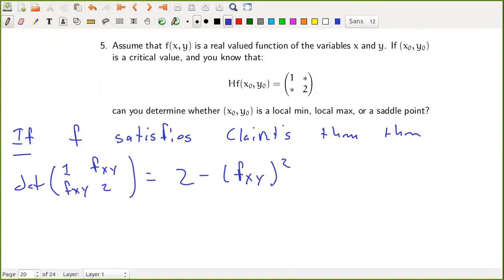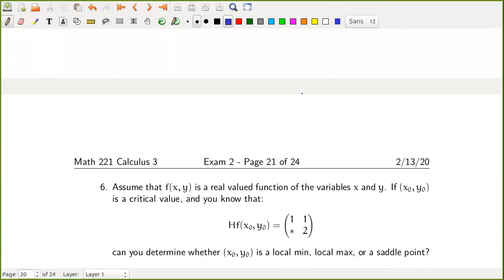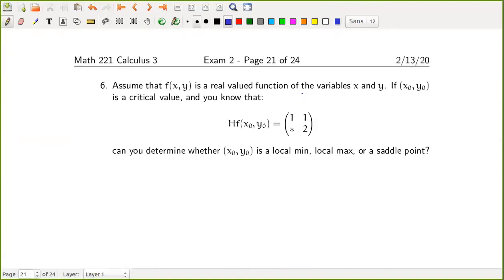But if it was, anyways, again, even if we know f satisfies Clairaut's theorem, we can't do this. And if we don't know f satisfies Clairaut's theorem, then we really can't do it because we have no information about the starred entries. Okay, so now let's look at part 6.